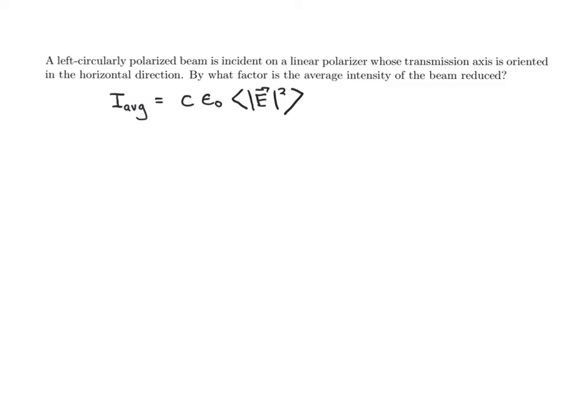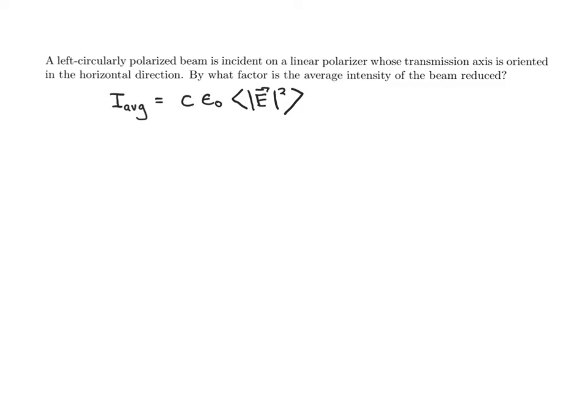Classical electricity and magnetism tells us that for any beam of light, the way we calculate the average intensity is to take the speed of light, multiply it by epsilon naught, the permittivity of free space, and then the intensity depends on the magnitude of the electric field in the wave squared. These angle brackets denote that we're taking a time average value of the magnitude of the electric field squared.